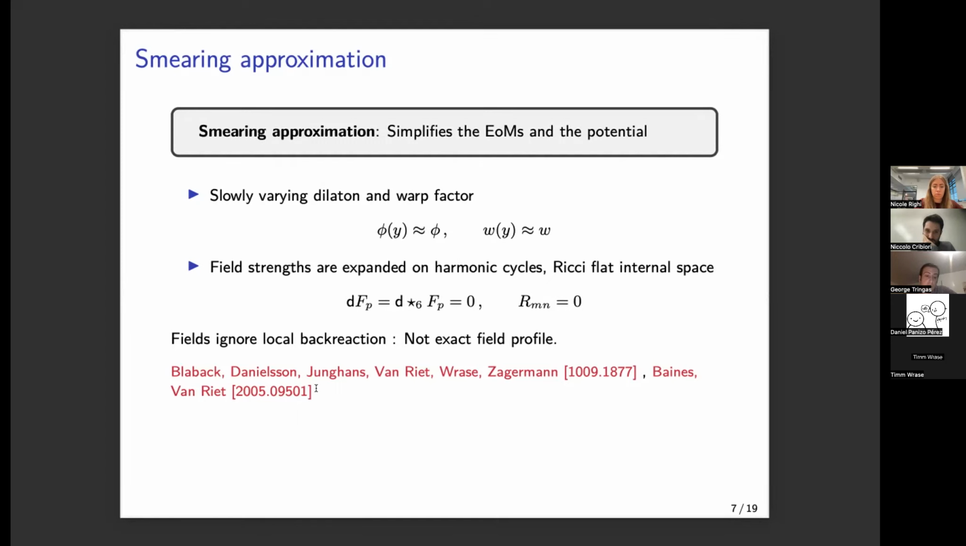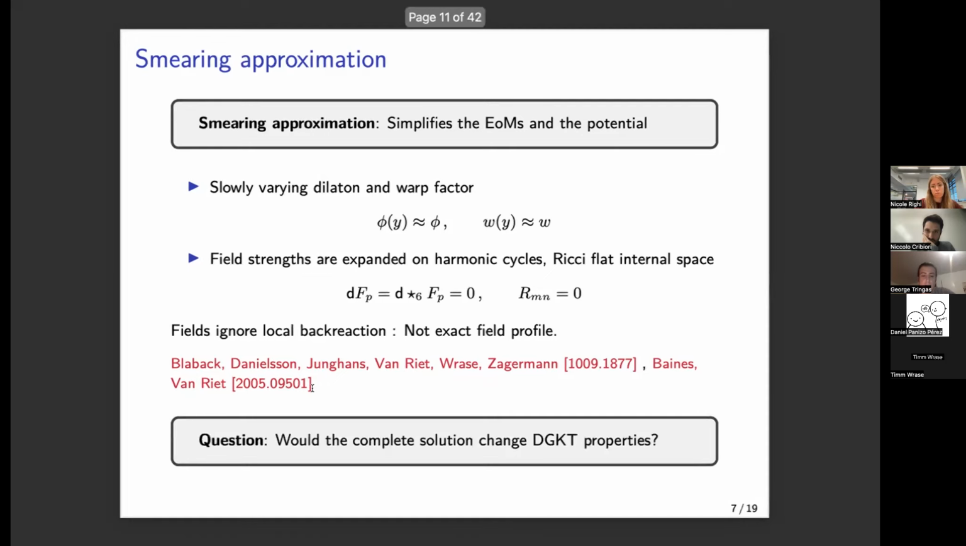People have tried to understand if this approximation can be trusted or not. However, I want to ask the general question: if we had a complete solution for DGKT, would this change the results, like the properties of DGKT? For example, how would the potential change? How would the masses change?